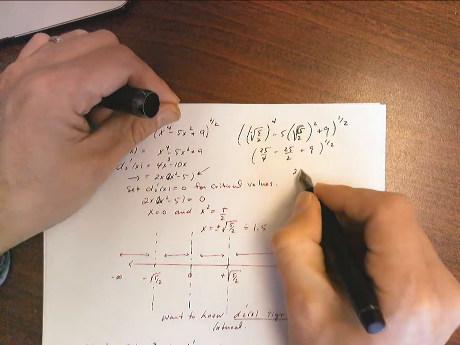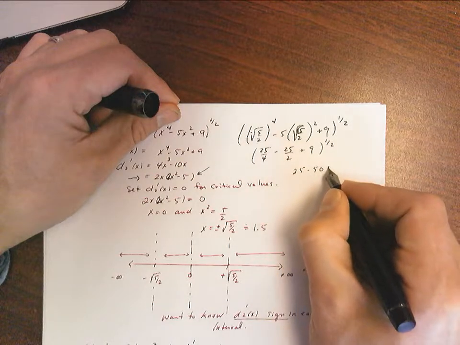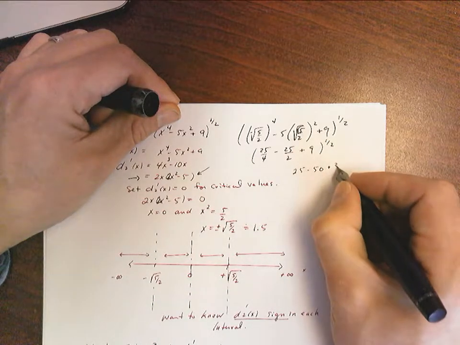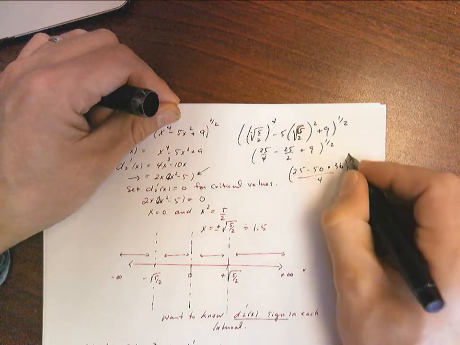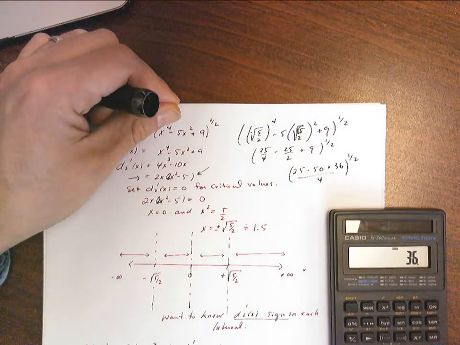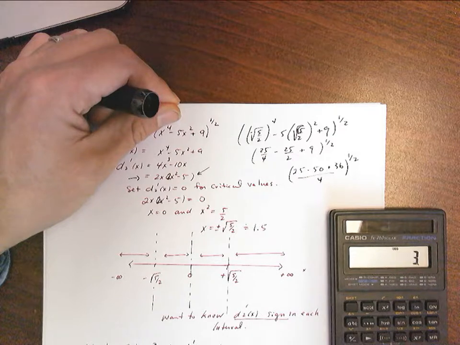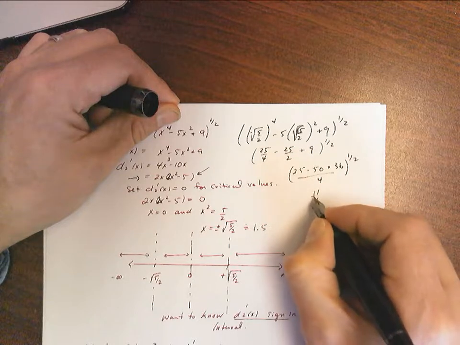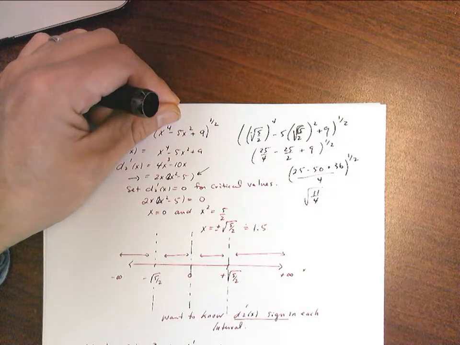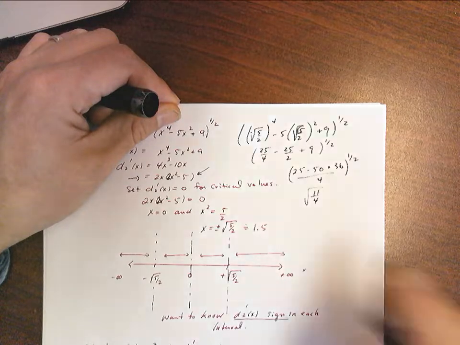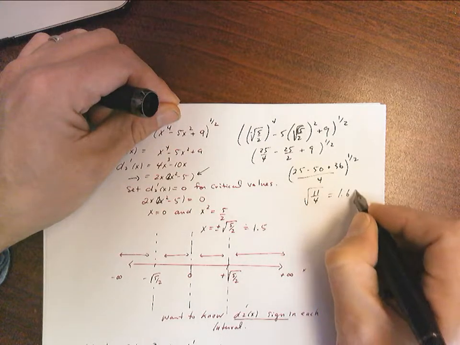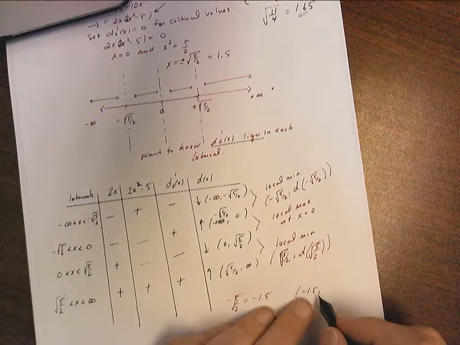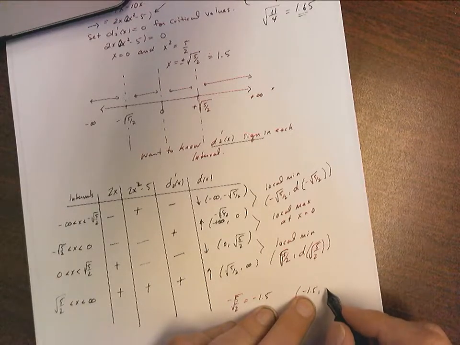So it's going to be 25 minus 50 plus 9 times 4, 36, all over 4 to the 1/2. So it's going to be negative 25 plus 36. So 36 minus 25 is 11 over 4, square rooted, which is approximately 1.65. Okay, so that means that this point down here is going to be negative 1.5, comma 1.65.